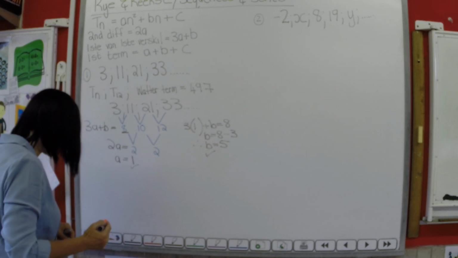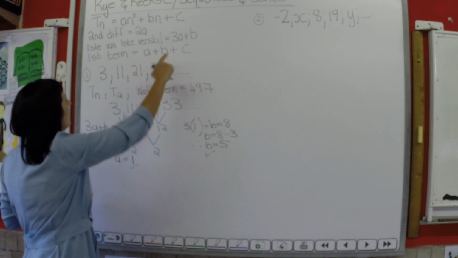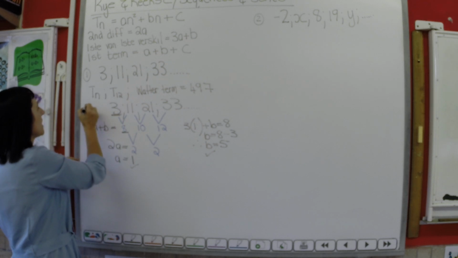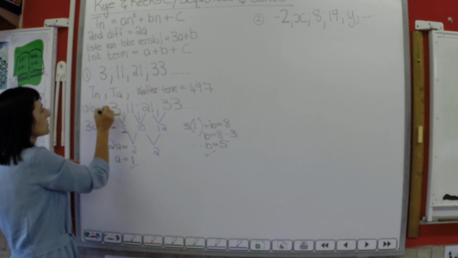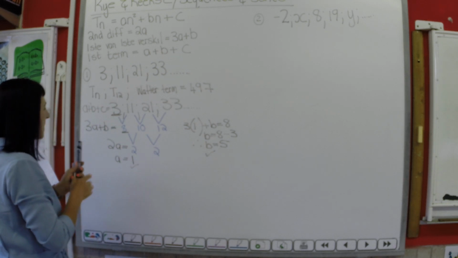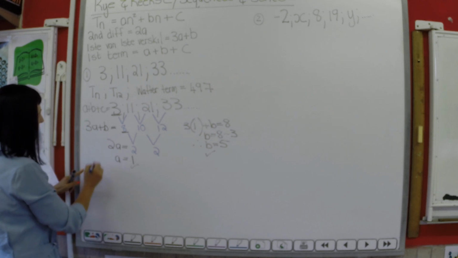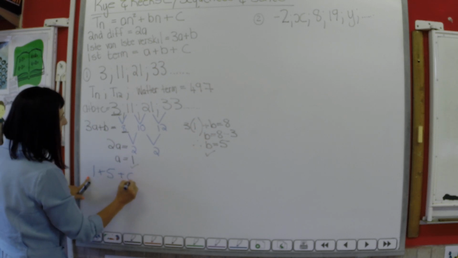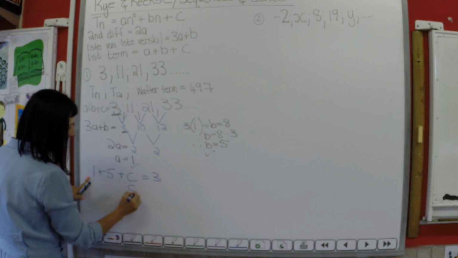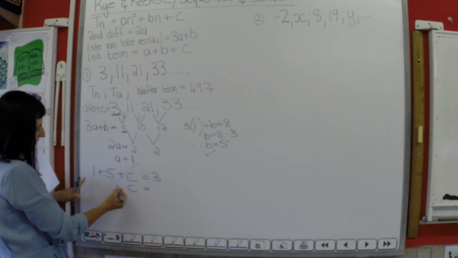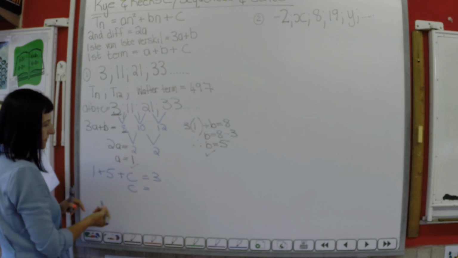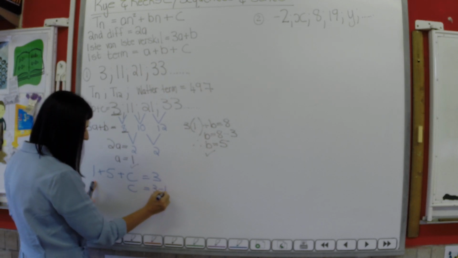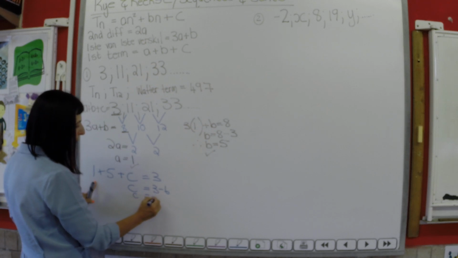Goed, die laaste waarde wat ons nodig het is c. So ek kan gaan kyk en hier sê hulle die eerste term is 3. That's the first term. Is a plus b plus c equals the first term. So nou kan ek vir a gaan vervang. Dis 1 plus b is 5, plus c is 3. So now I can calculate c. So the value of c, this is 6. If I take it to the other side of the equals sign, it's going to be minus 6. So the value of c equals minus 3.